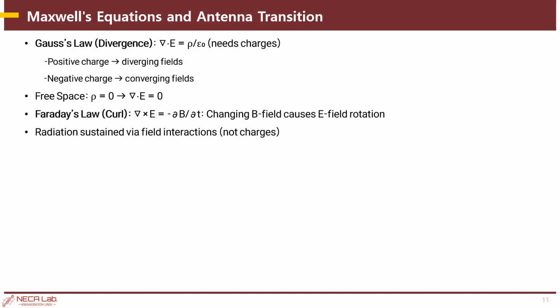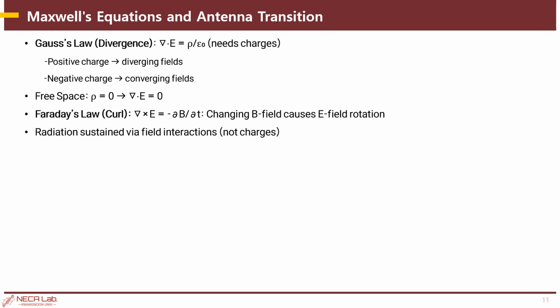Now this slide connects Maxwell's equations to how antennas actually work. Like Gauss's law for electric fields, written as del dot E equals rho by epsilon naught, tells us that electric fields originate from charges. Positive charges make fields spread outward and negative charges pull them inward. So in free space, where we assume there are no charges, rho equals 0, this simplifies to del dot E equals 0.